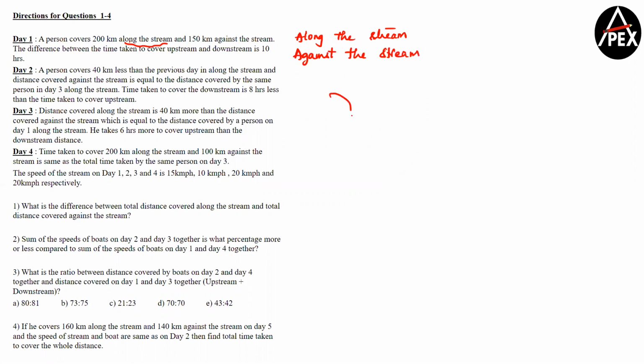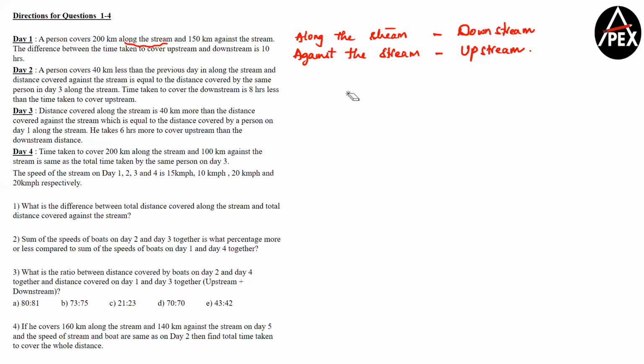For example, if a stream is traveling in this direction, along the stream means you are traveling in the direction of the stream, which is also called downstream. Against the stream means you are traveling in the opposite direction of the stream, which is called upstream. So along the stream is downstream and against the stream is upstream.